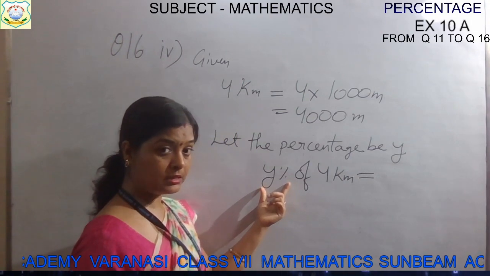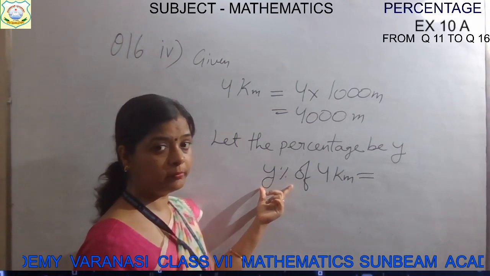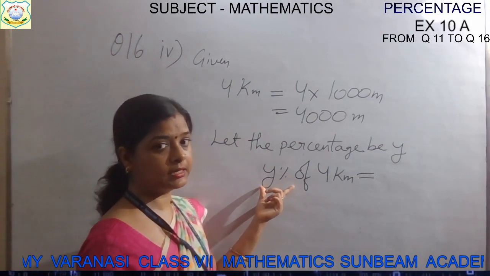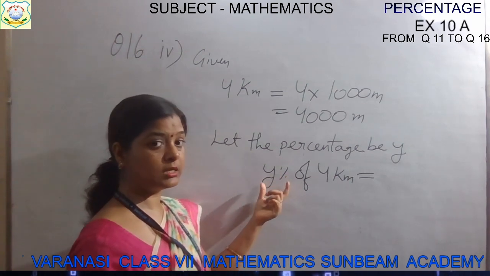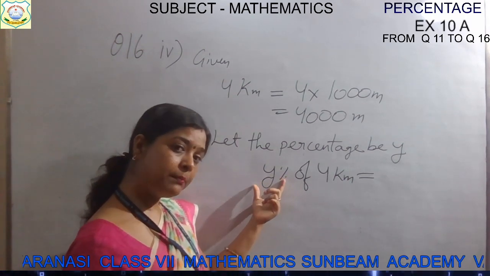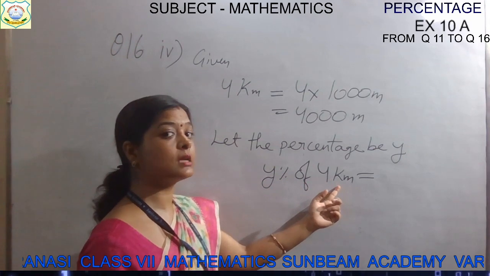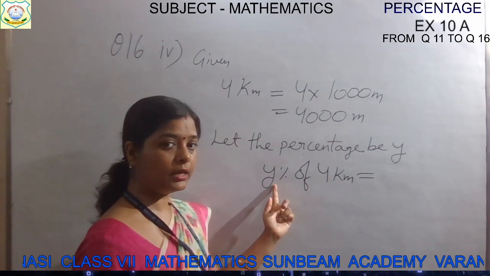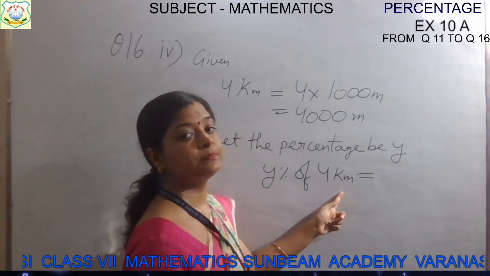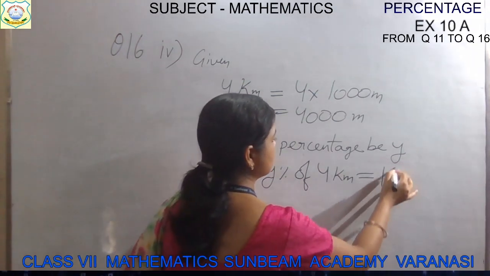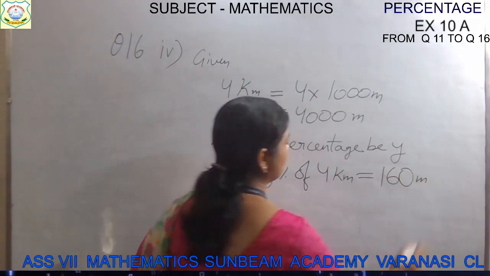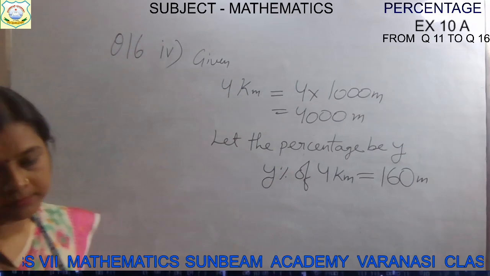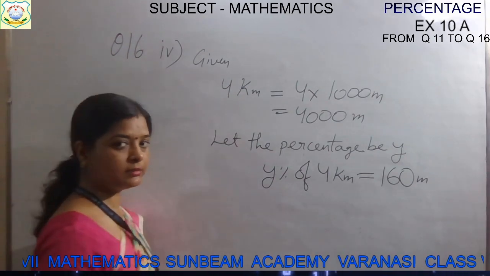What percentage of 4 kilometers is 160 meters? Let the percentage be y. Y percent of 4 kilometers is how much? Y percentage of 4 kilometers is 160 meters. Yes, it is 160 meters.